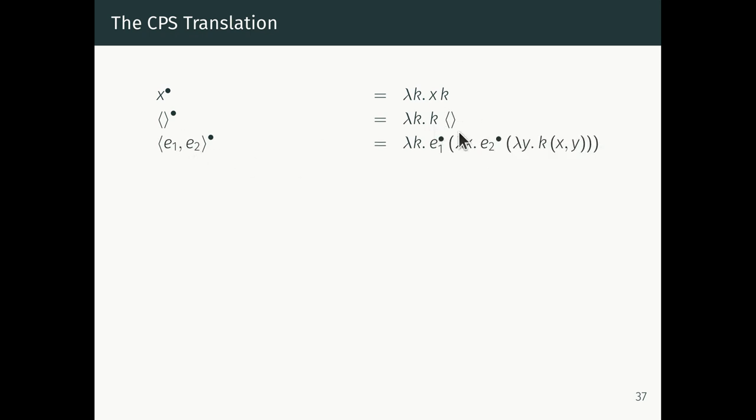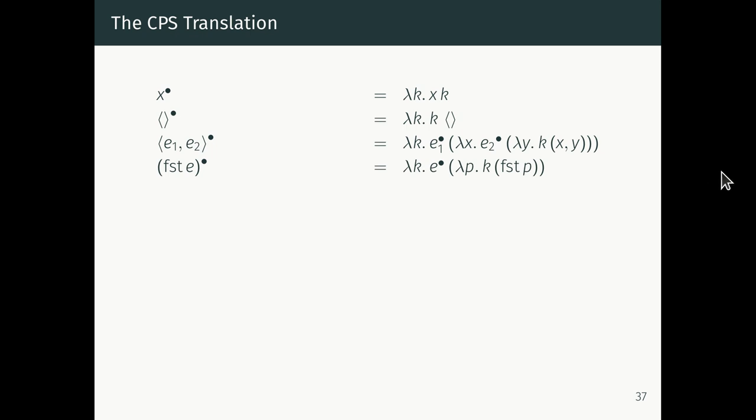Pairs get translated as: I have a continuation that wants an A translated paired with a B translated. So translate E1 and give it a continuation that takes an X, something of type A. Then in the body, take the translation of E2 and give it a continuation that gets a Y of type B, and then to that original continuation K, pass the pair X, Y. And so you'll be able to show that this respects the translation theorem that we sketched out above.